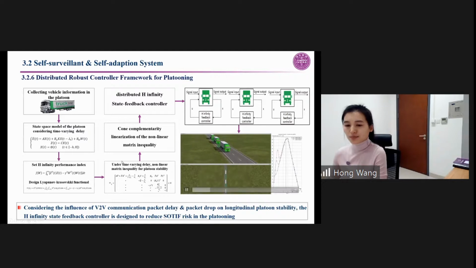Considering the influence of V2V communication packet dropouts and time delay on longitudinal platooning stability, the H-infinity state feedback controller is designed to reduce the SOTIF risk in the platooning. The H-infinity state feedback controller is designed to reduce the SOTIF risk caused by the packet dropout or the time delay of the communication.